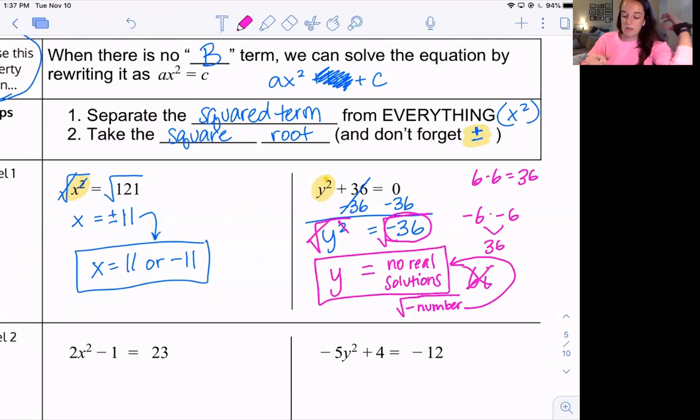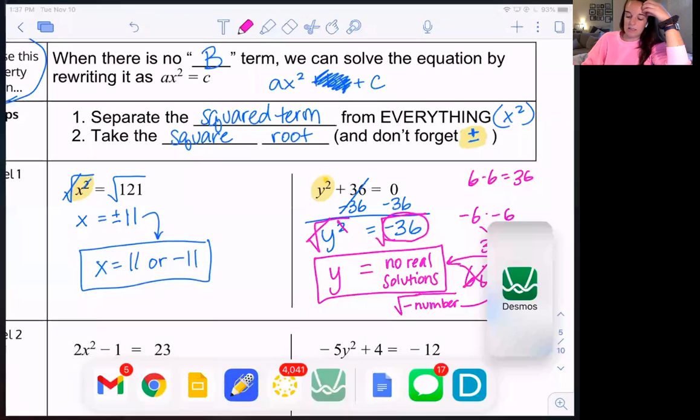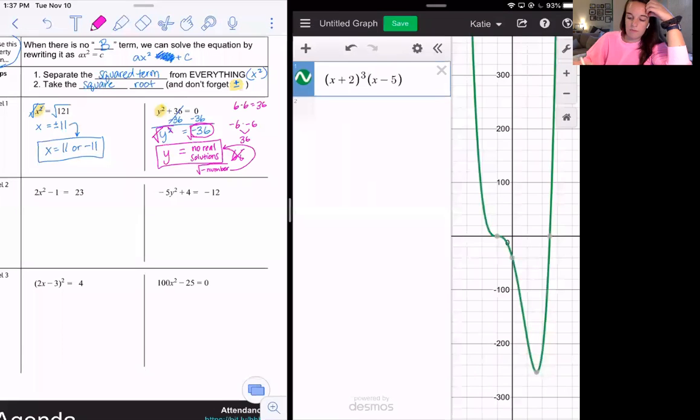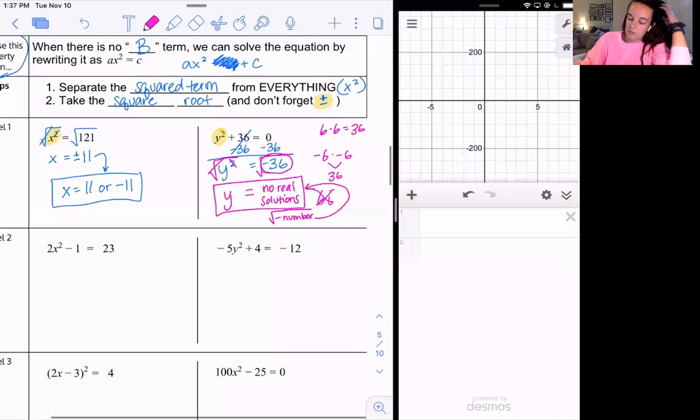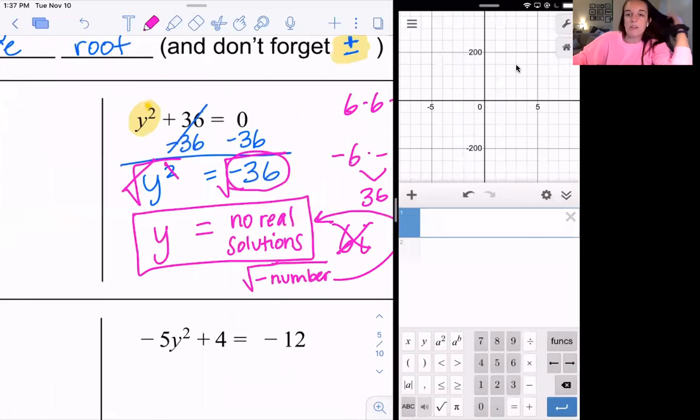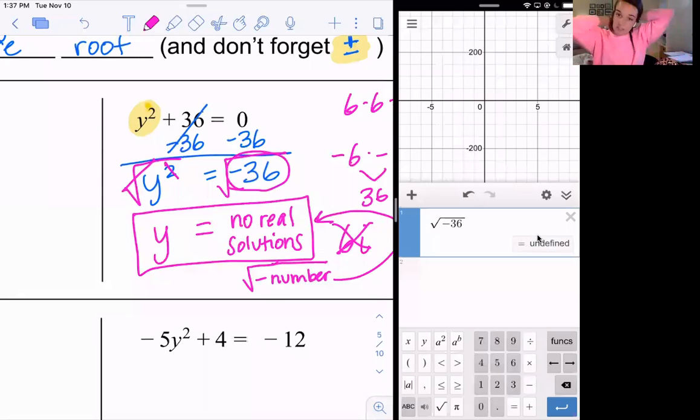Right? No real solutions. If you do it on a calculator like Desmos, get that graph out of there. If I try to type in the square root of -36, you'll see that here it says undefined. And the reason that it's undefined is exactly for that reason. -6 times -6 is positive, and +6 times +6 is positive. There's no answer that will give us -36. So our answer in this case is going to be no real solution.